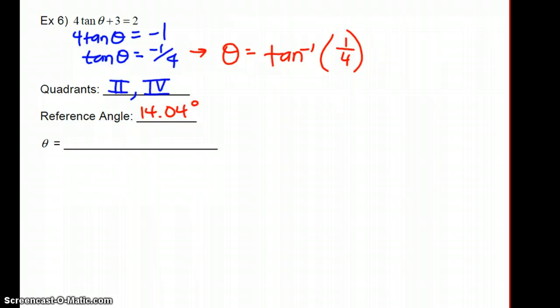To figure out our solutions, once again, my solutions fall in quadrants 2 and 4. If I'm in quadrant 2, I need to say 180 minus my reference angle. We get 165.96 degrees. To find the solution in quadrant 4, take 360 degrees and subtract that reference angle of 14.04. You should get 345.96 degrees. And that is the end of 6.2, day 2.